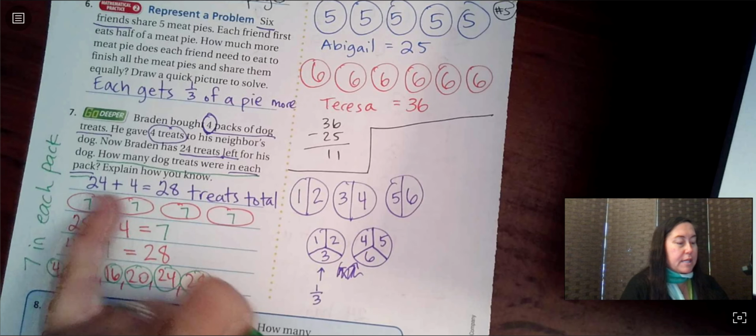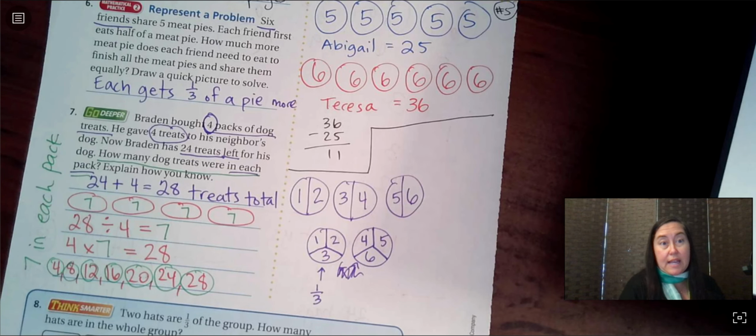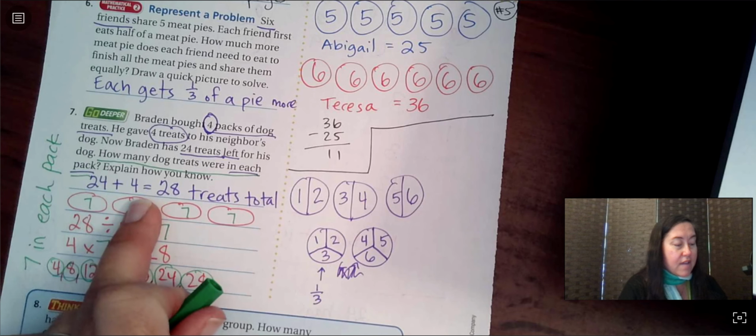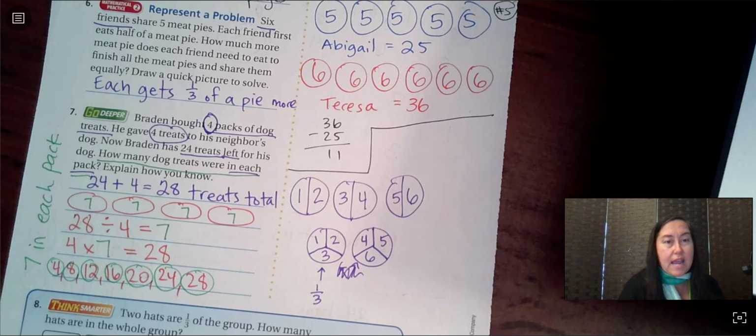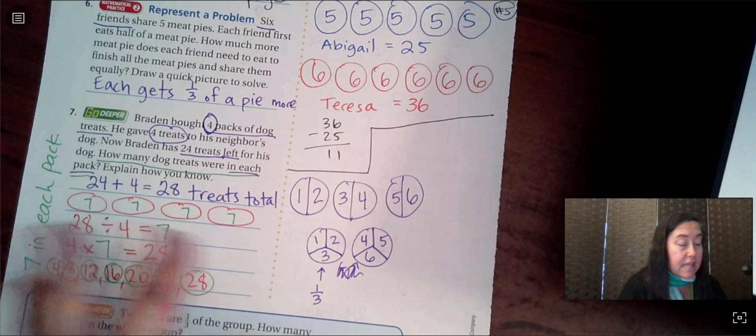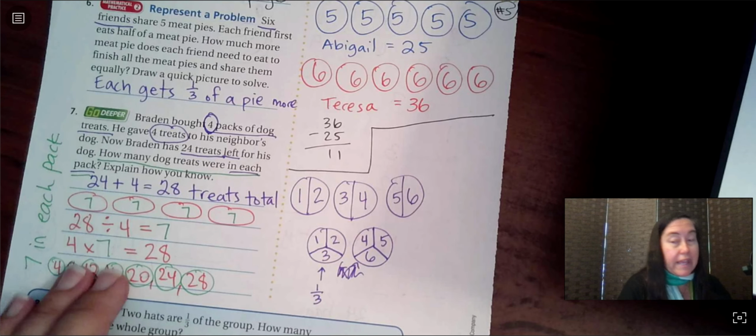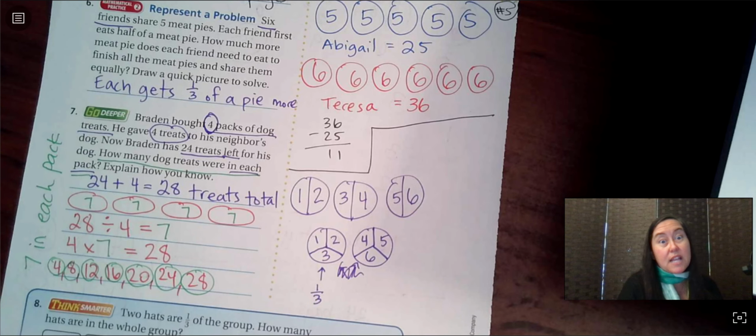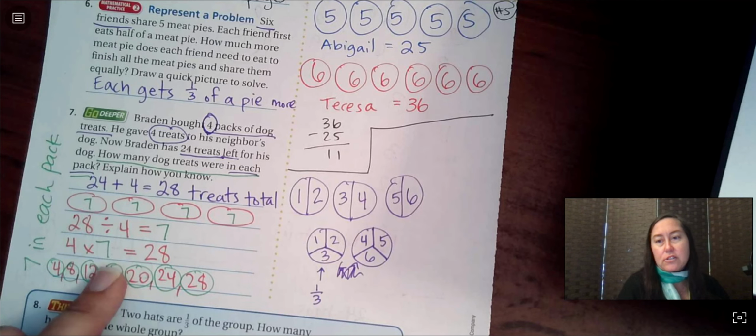First, we had to figure out how many total individual treats he had. So we had to add that 4 he gave away back to the 24 that he had. Then we took that 28 and had to break it evenly into 4 groups. Multiplication helped me because division sometimes is a little much. So I always think of what is that missing factor.